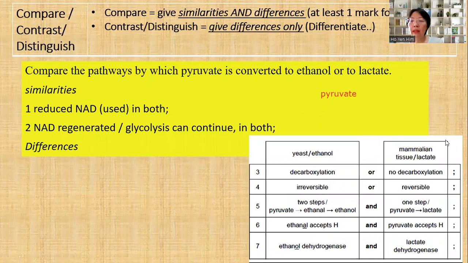Okay. Then in mammals, there's no decarboxylation. The process is reversible. So it's only one step, pyruvate to lactate. So pyruvate is the one that accepts hydrogen, and therefore NADH becomes NAD. Enzyme is lactate dehydrogenase. Okay, so this one is very direct. So if you know your theory, you can score full marks for this one.